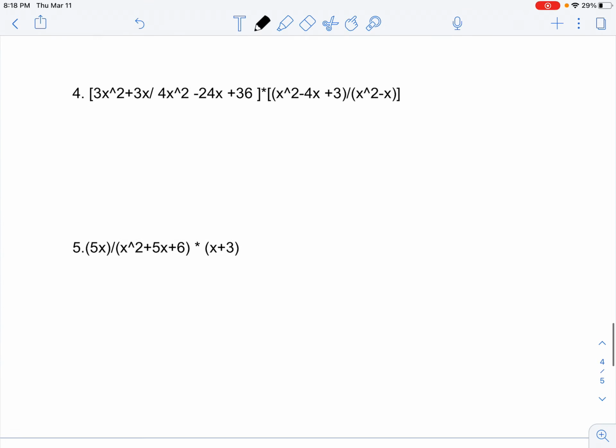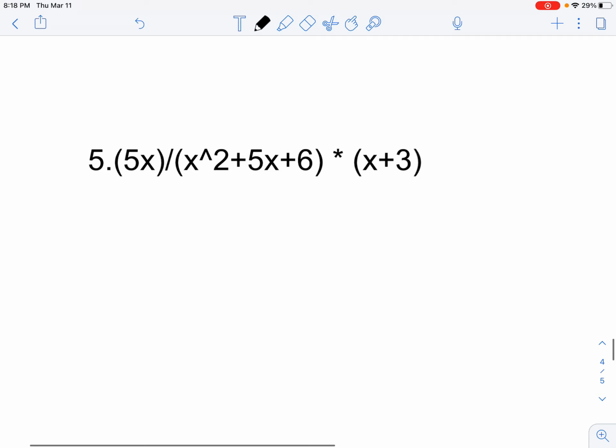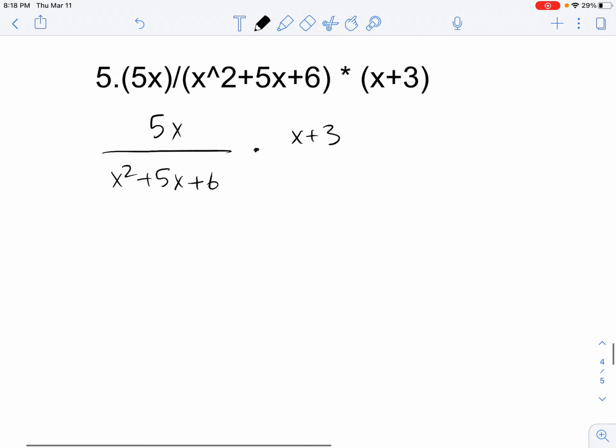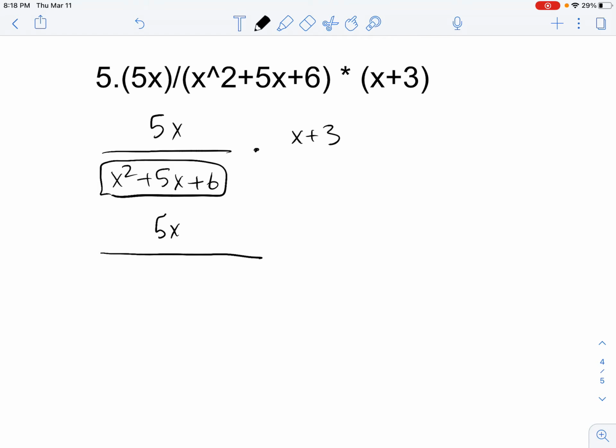Moving on. Let's try one more problem. 5x over x squared plus 5x plus 6 times x plus 3. Now you have to be a little bit clever with this. You see that you have a quadratic expression over here. So what you have to do is factor that out. You have to check if it factors out. And it sure happens that it does, by x plus 3 times x plus 2.